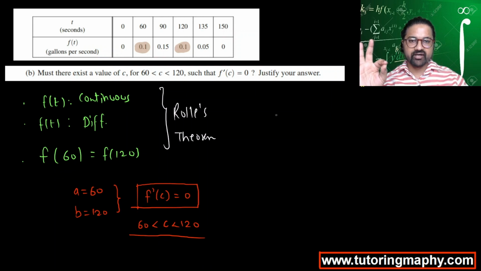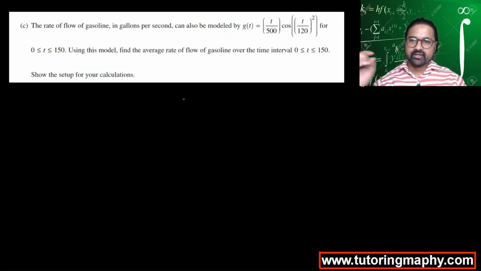So this is how we can justify. They ask us to justify, and this is how we are justifying that Rolle's theorem is applicable, and using Rolle's theorem, this must be true actually. Right, I hope it makes sense. Let's talk about the next question.